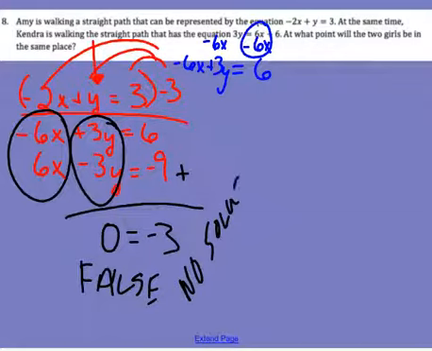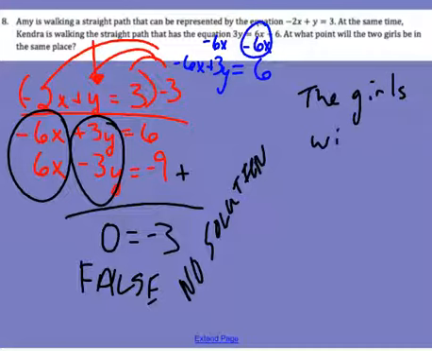But more importantly, I still have to write a sentence. At what point will the two girls be in the same place? The girls will not be in the same place.